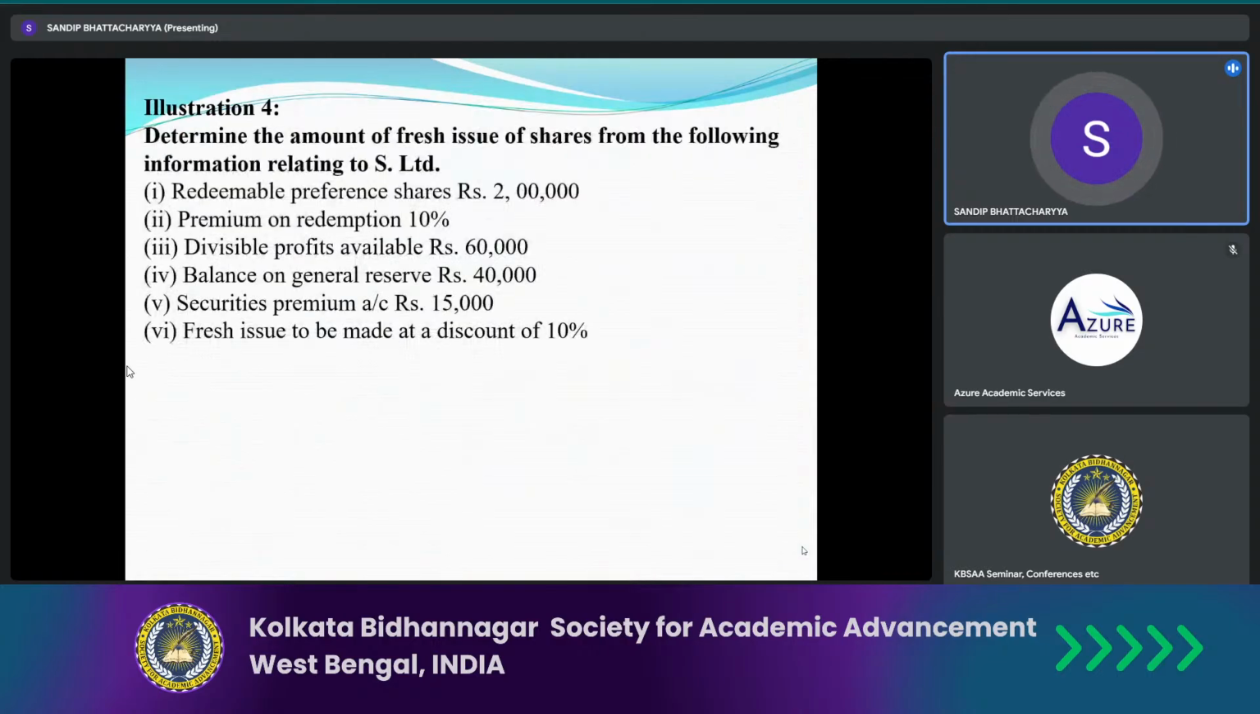Now consider this illustration. Determine the amount of fresh issue of share from the following information of S Limited. Now in this case, how much total amount of fresh issue do you need to calculate? Now what is the difference in this sum? The difference is, in our first two cases, how much fresh issue of share it will be has already been mentioned.